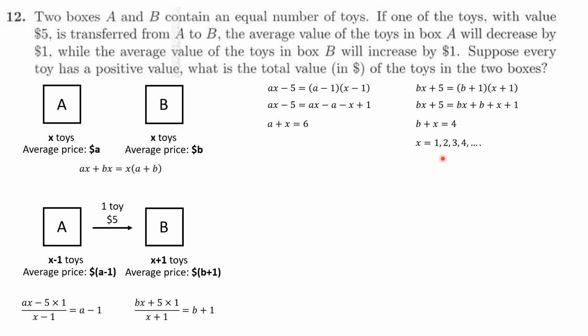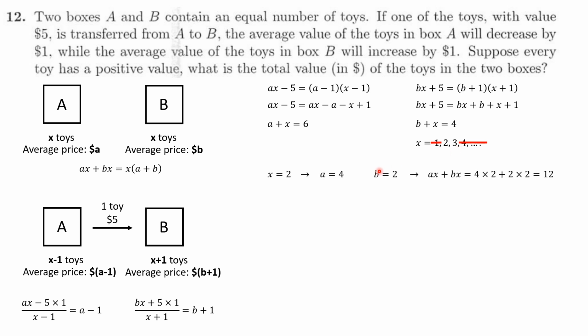So it can only be 1, 2, and 3. It cannot be 4. But can it be 1? No, I'm canceling out 1, because if it's 1 and I take the toy from box A, then there's nothing left here, so it will not have an average price. Box A should have at least 2 toys, because if you take 1, you still have 1 left. So the only possible choices for X, the number of toys in each box, are 2 and 3.